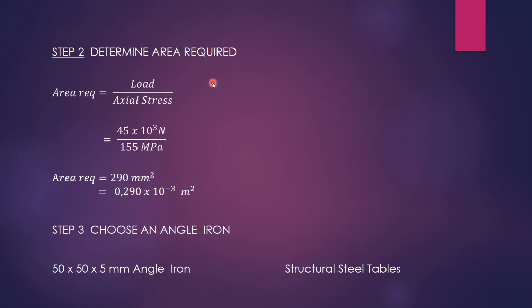Now we go to step number 2. In step 2, we want to determine the required area. The required area simply means the area that is going to be able to withstand that load. Remember, the load for P is 45 kilonewtons. The area of a member that will be able to withstand that force is the required area. It's more like the minimum area.